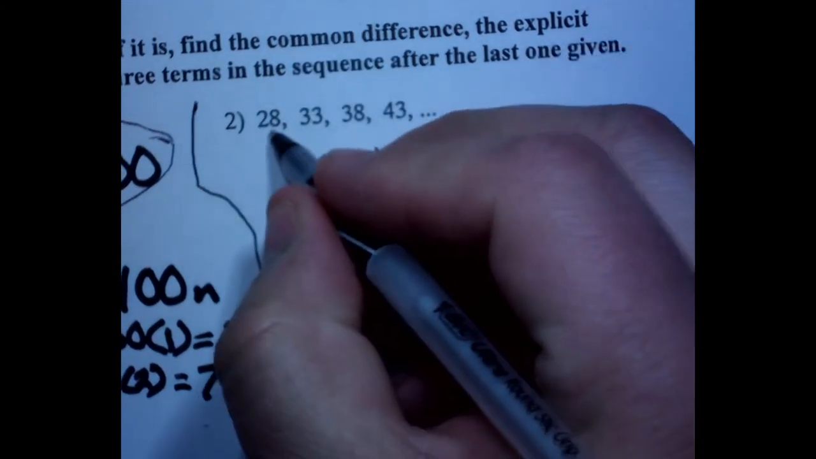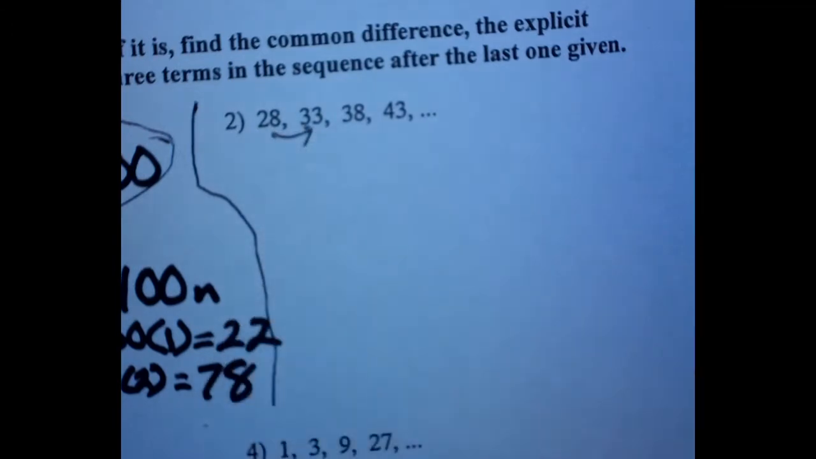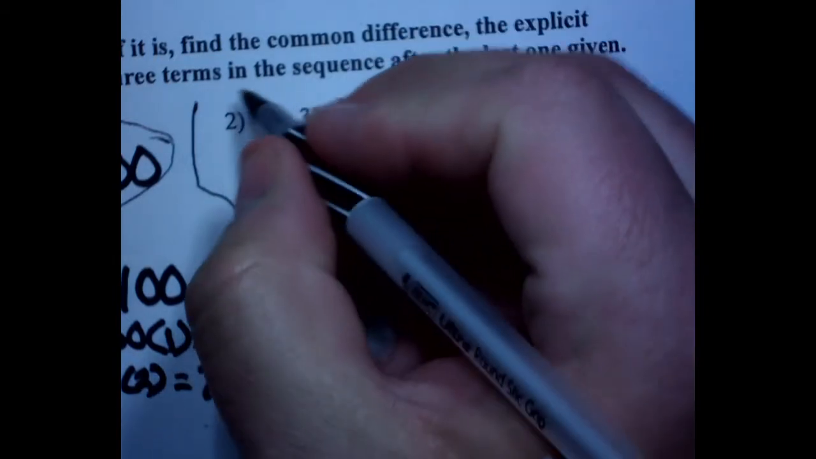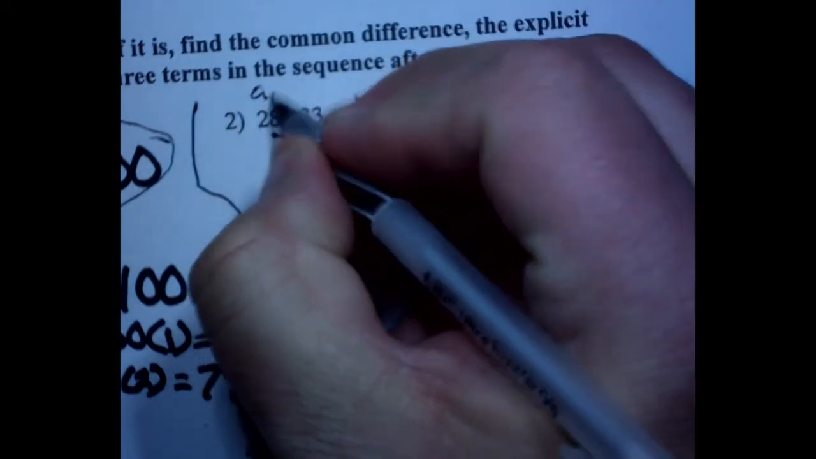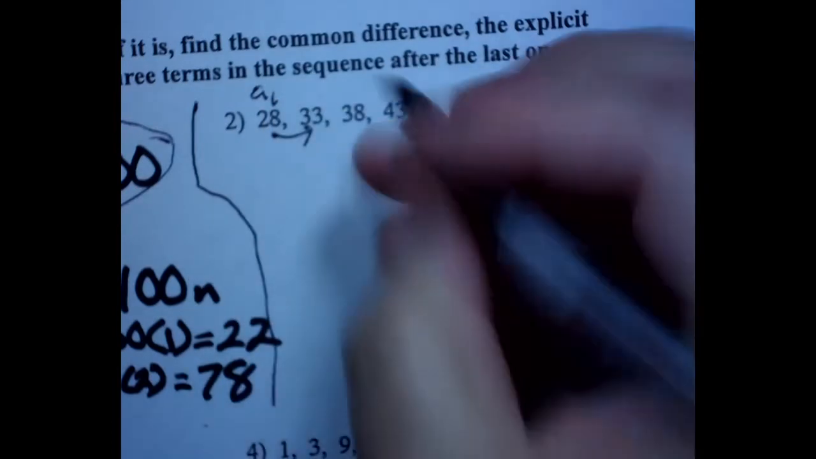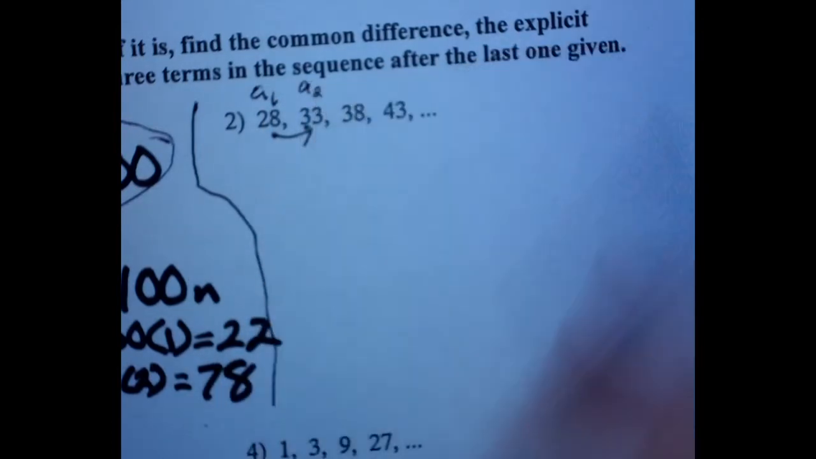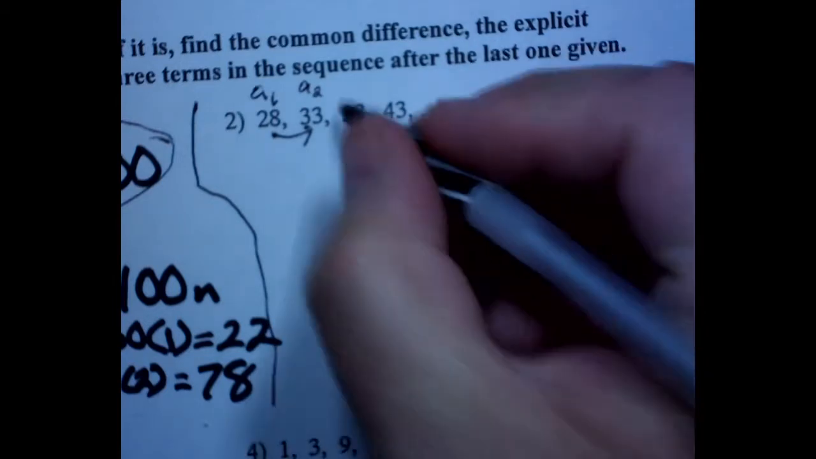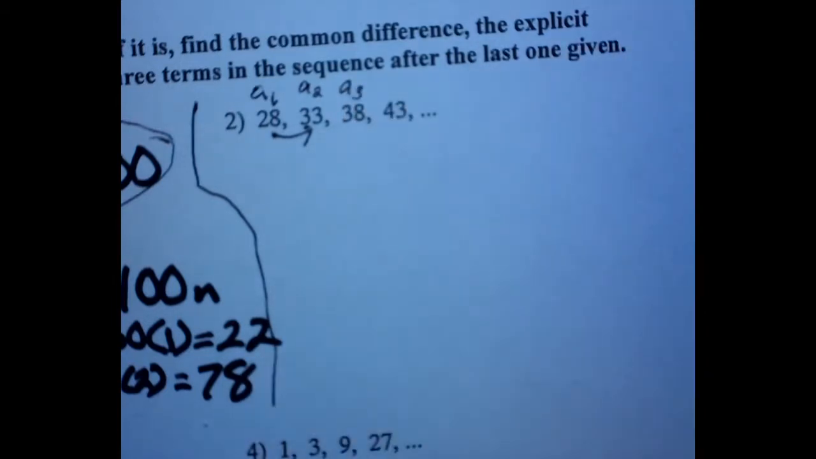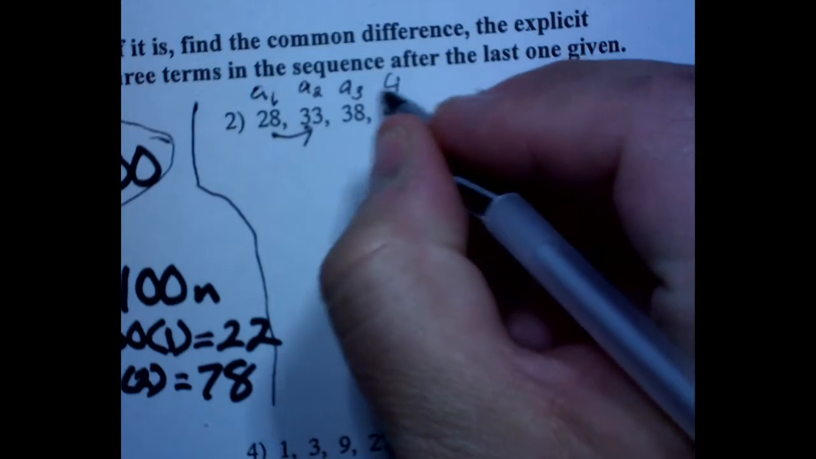What I need to know is, what am I doing to get from 28 to 33? First thing I want to do that I didn't do the last time is label this. I'm going to label this as a sub 1. That's my first term. My second term is a sub 2. My third term is a sub 3. And my fourth term is a sub 4.